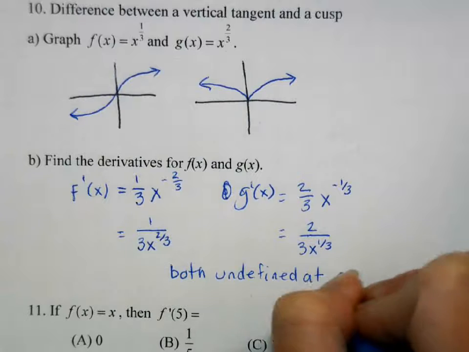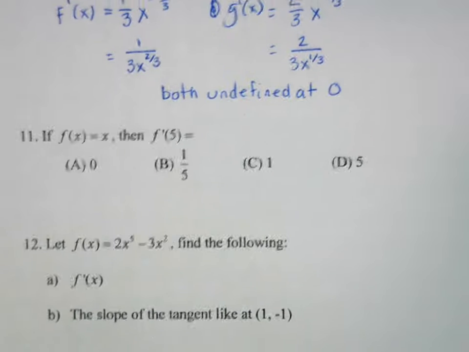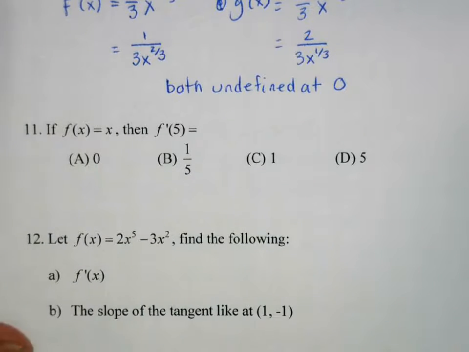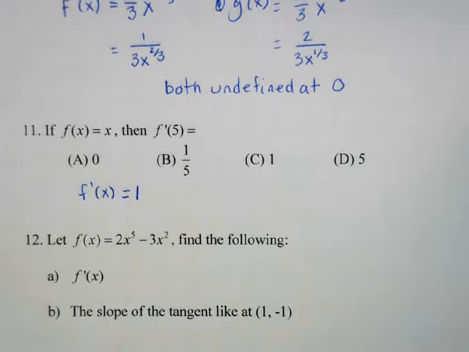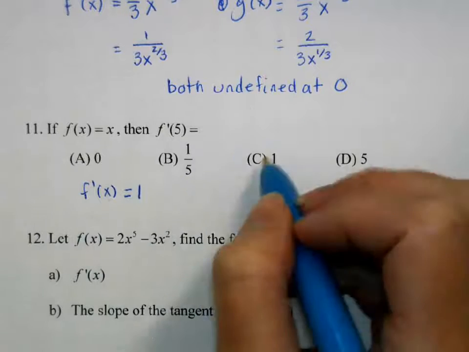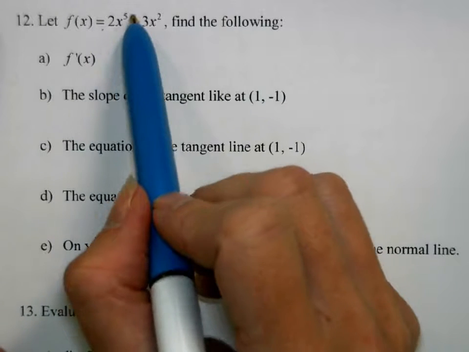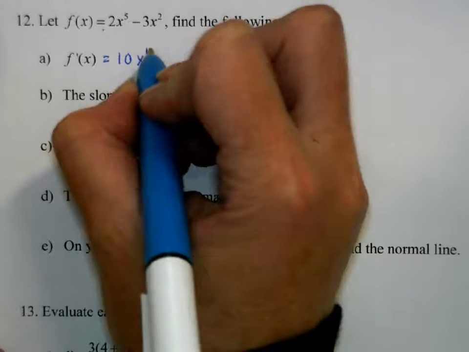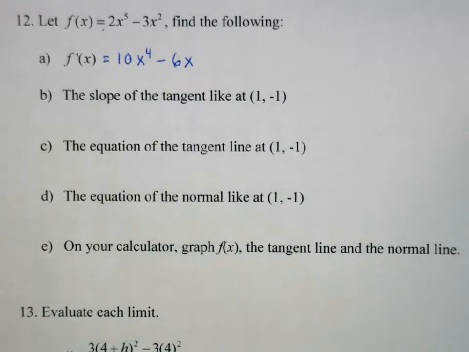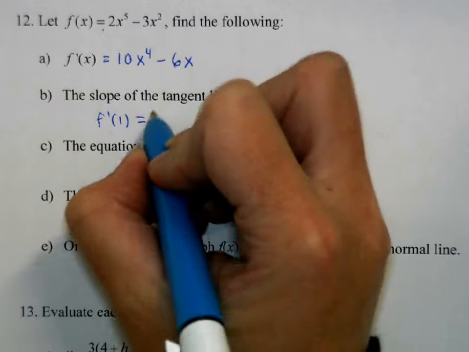Okay, 11, if f of x equals x, then f prime of 5 is, well, f prime of x is going to be 1. So f prime of any number I plug in there is going to be 1. Okay. So let's let f of x equal 2x to the 5th minus 3x squared. So I multiply this down, so 10x to the 4th minus 6x. The slope is going to be 10 times 1 to the 4th minus 6 times 1, which is going to be 4.